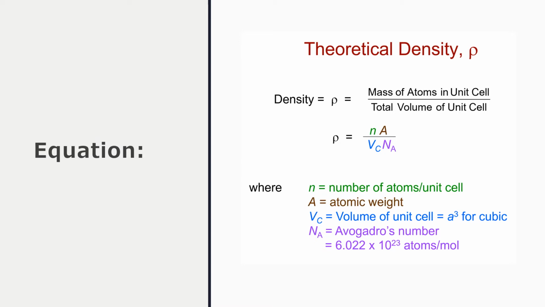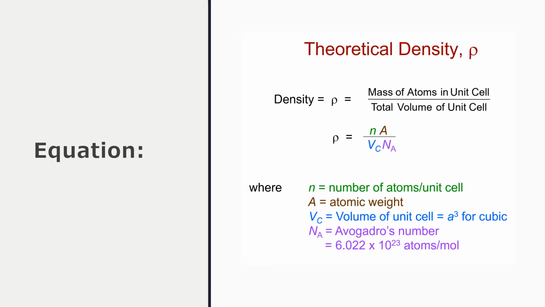Here we have the theoretical density equation. The theoretical density is equal to the mass of the atoms in a unit cell divided by the total volume of a unit cell. The mass of atoms in a unit cell is equal to the number of atoms per unit cell multiplied by the atomic weight. The total volume of a unit cell is equal to the volume of a unit cell multiplied by Avogadro's number.